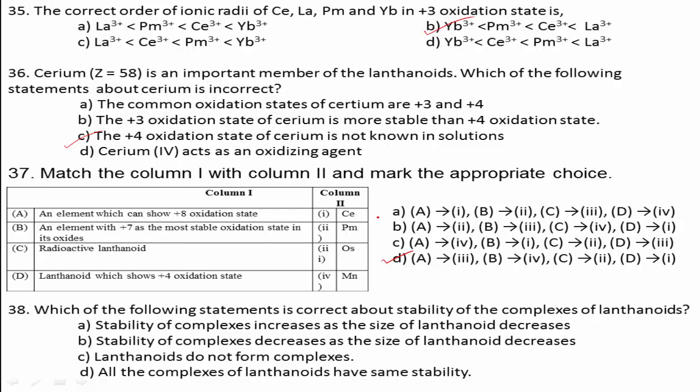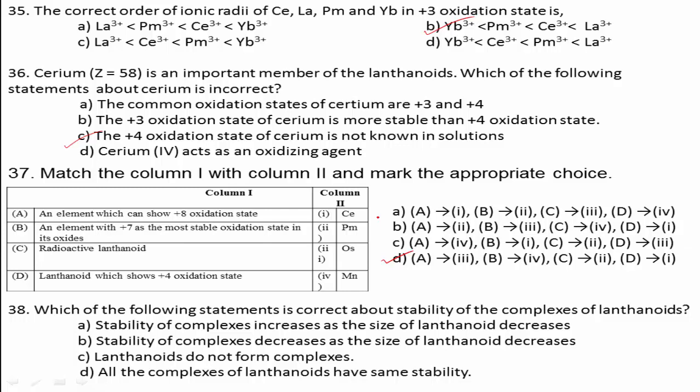Next, question number 38. Which of the following statements is correct about stability of the complexes of lanthanoids? Options are given here. Option A, stability of complexes increases as the size of lanthanoid decreases. Option B, stability of complexes decreases as the size of lanthanoid decreases. Option C, lanthanoids do not form complexes. Option D, all the complexes of lanthanoids have the same stability.